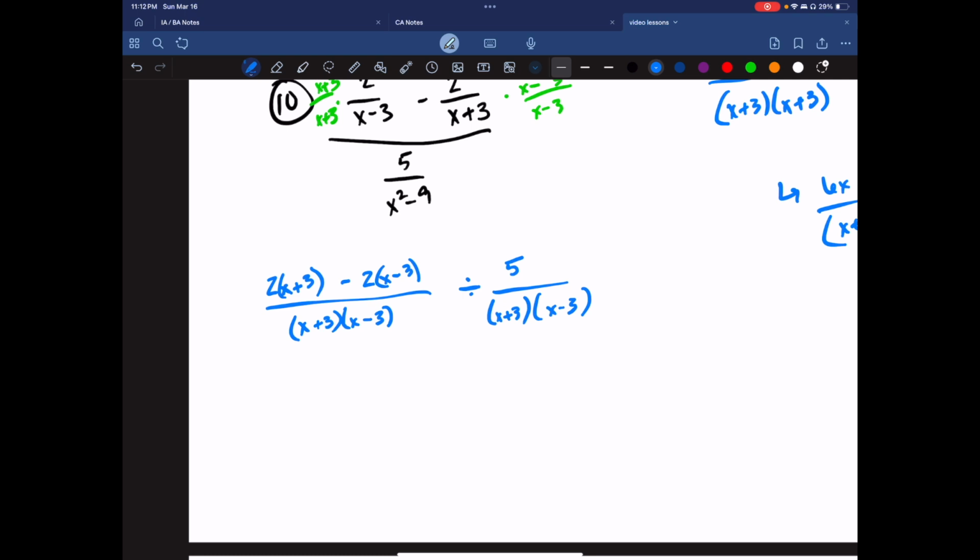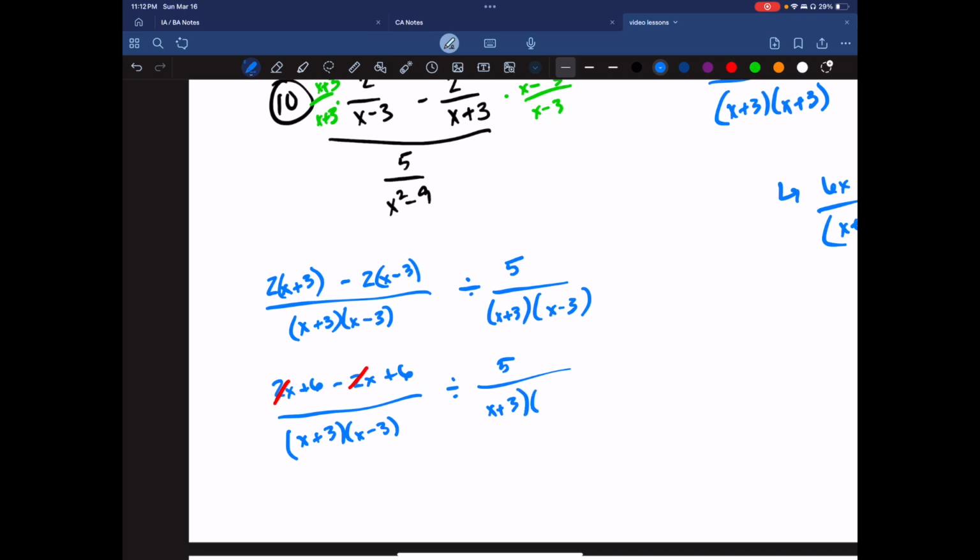Let's clean up this first numerator. So it's going to be 2x plus 6 minus 2x plus 6. So my 2x's are going to fall out. Right, this is all over x plus 3 x minus 3. Okay, I'll leave it for now. 5 over 3.